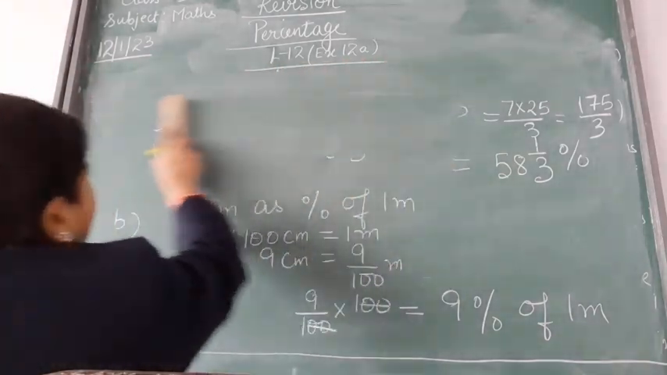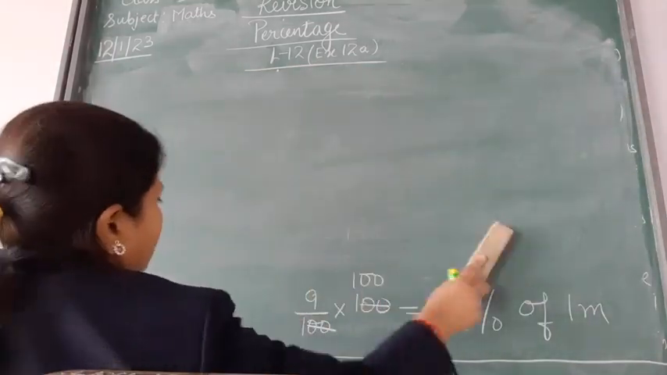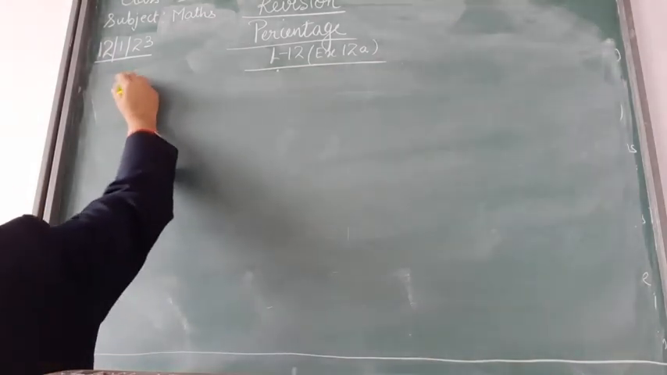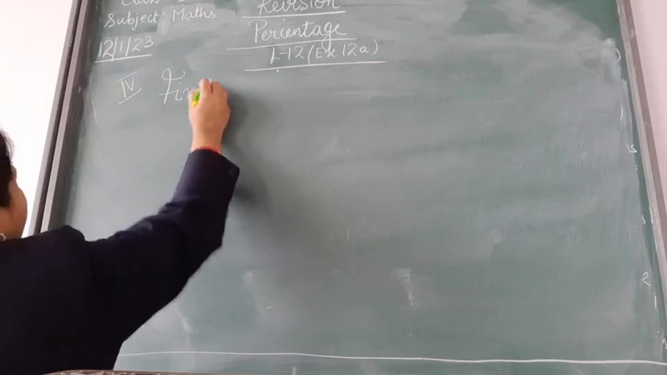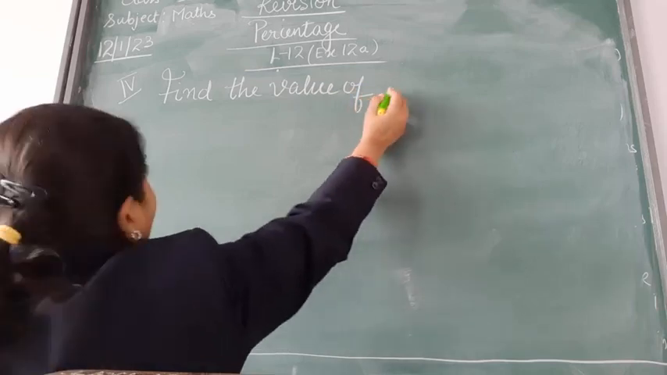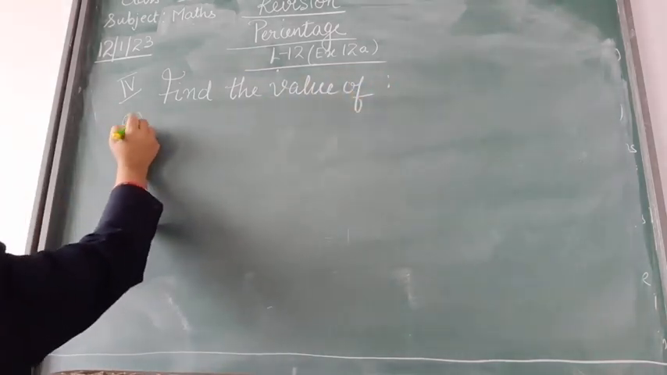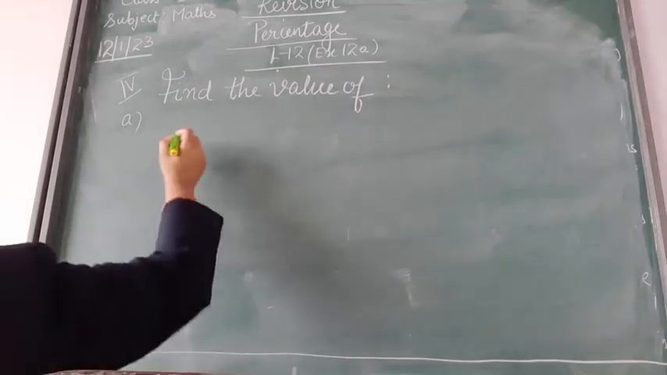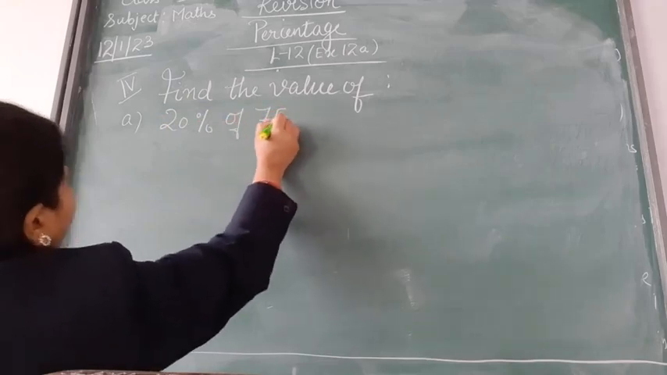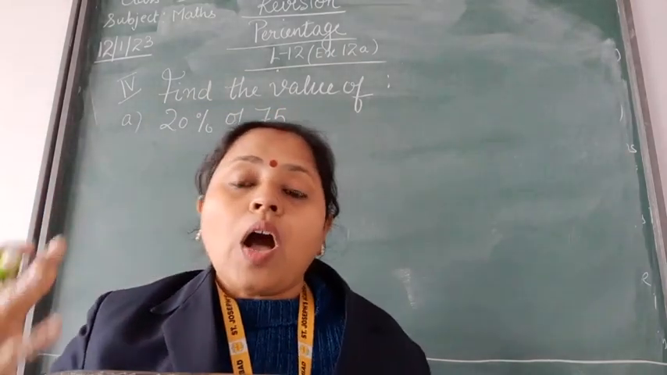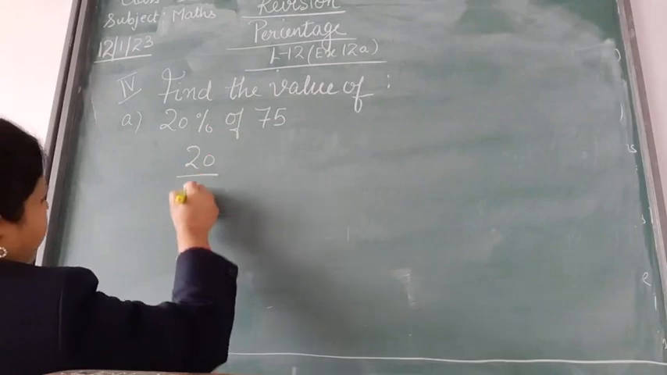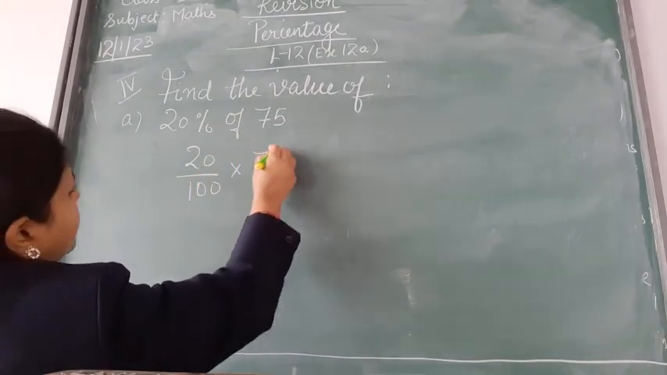Now children, let's come to the next question. Our next question, which is the fourth question, is find the value of, a part, 20% of 75. So we have to find out the value of how much is 20% of 75. So 20% means 20 out of 100, right? And that is of 75.